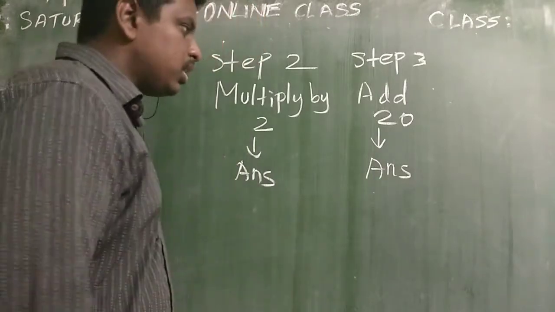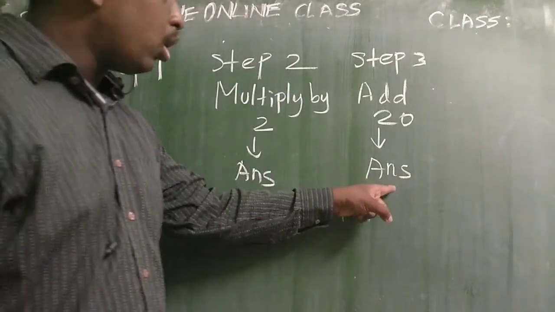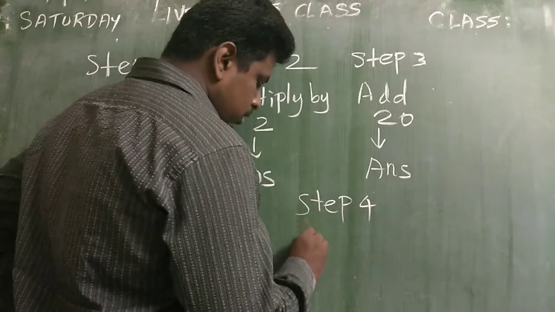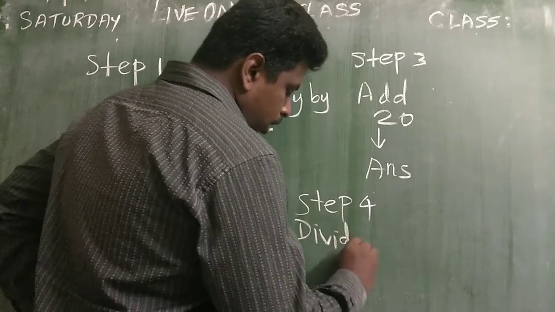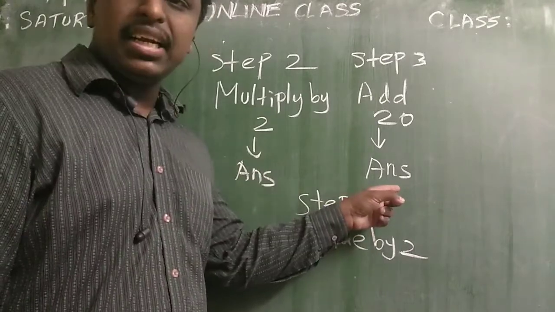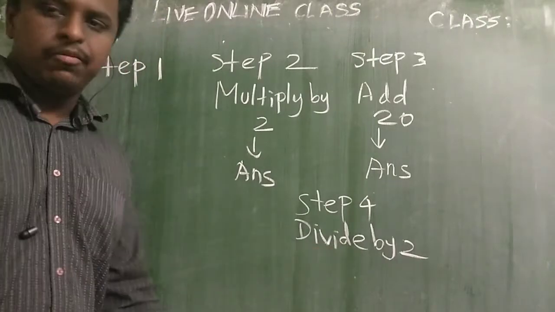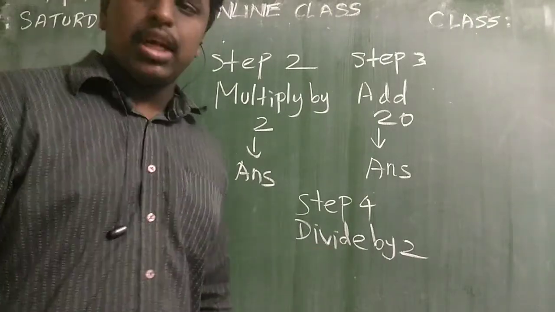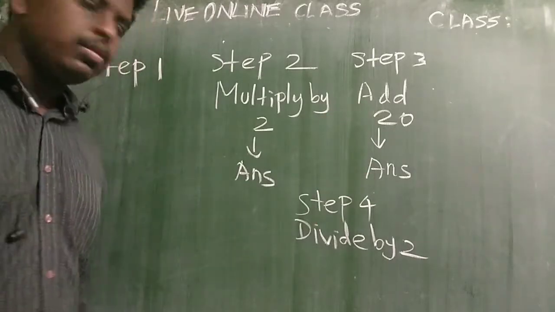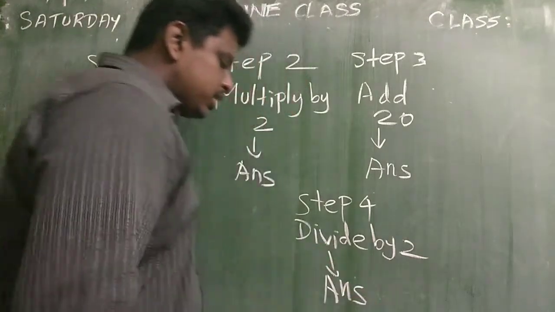Now in step 4, take the secondary answer you got in step 3 and kindly divide that answer by 2. Once again, the secondary answer you got in step 3, divide it by 2. So now you got one answer. This is the tertiary answer.